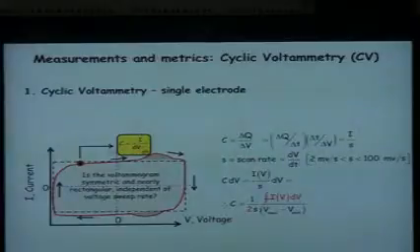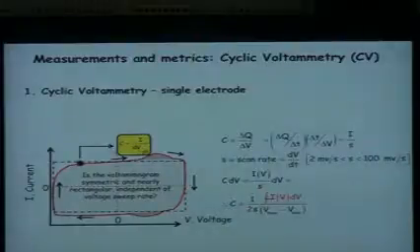What would happen if you did the same voltage range at a different rate? The only thing that would happen is the box would get bigger, right? In this chart, because your current would increase at a higher sweep rate because you have a single capacitance here, okay? That's the only thing that would change.